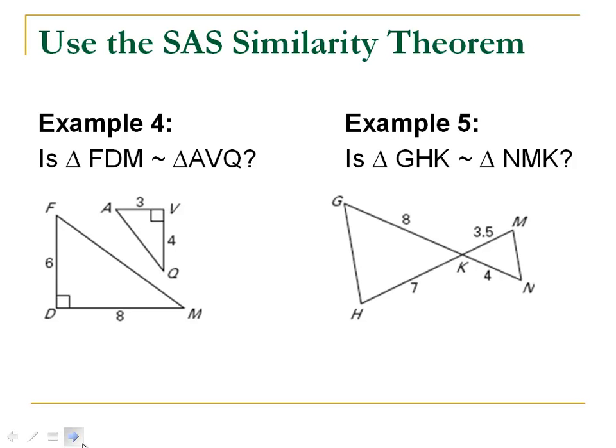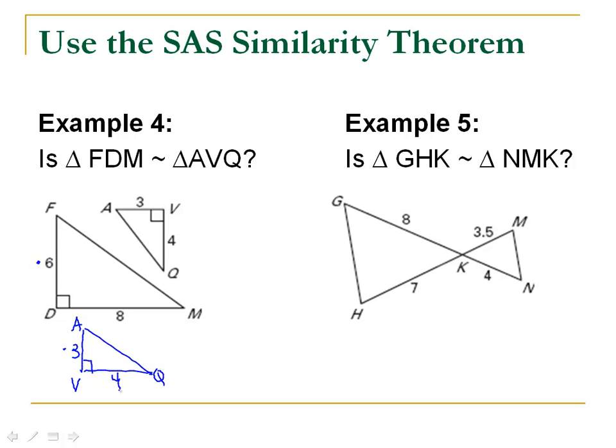So let's look at this. Use the side angle side similarity theorem. So example 4. Is triangle FDM similar to triangle ABQ? Excuse me, I sneezed. So I'm going to redraw this so that my pictures are oriented the same way. I'm going to redraw this small one down here. So here's my right angle, and that's V. Okay, I've got my shorter side here, so I'm going to put my shorter side here. It needs to be 3, so that A goes here and the Q goes here, and this is 4. So they both share that right angle.